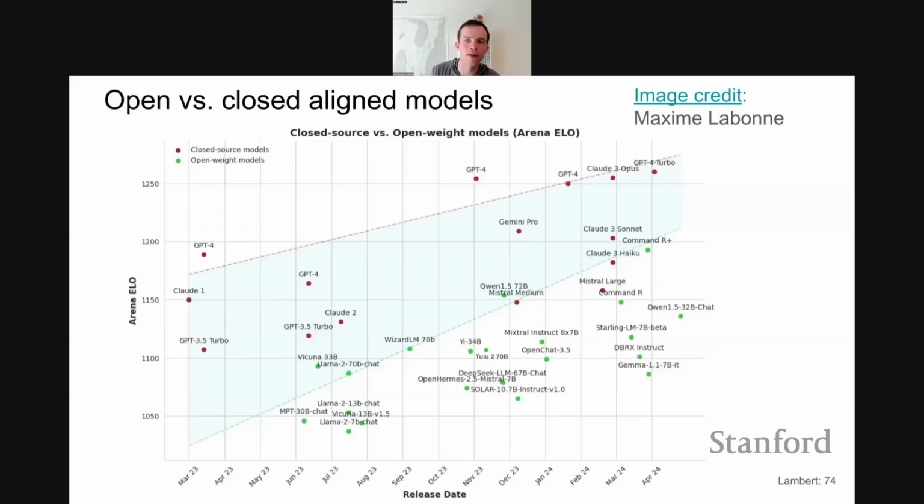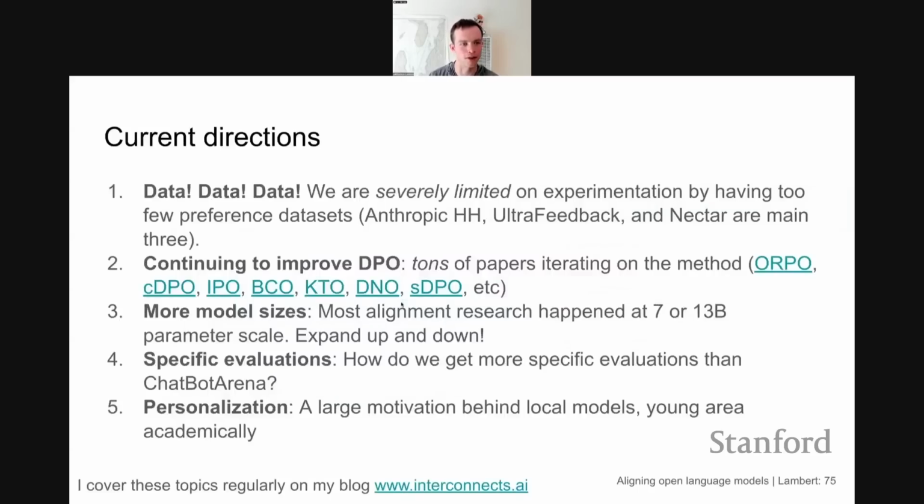If you look at Maxime's plot with trend lines showing them, it shows that open models are getting closer, but we're not really sure if open models will stay closer on Chatbot Arena in the long term. There will always be an open and closed category because there is demand to have models that are tuned to what you want them to do. So this kind of leans into my current directions.